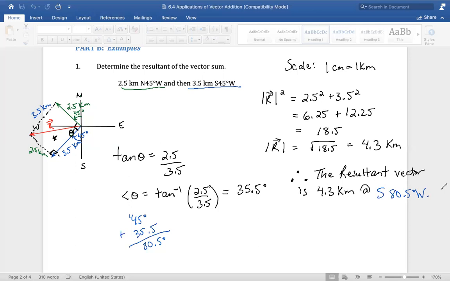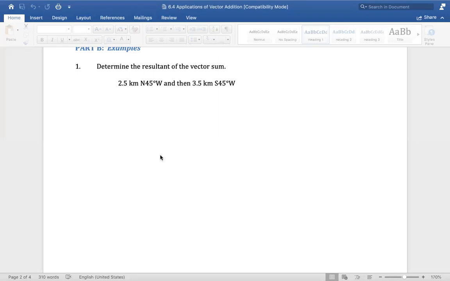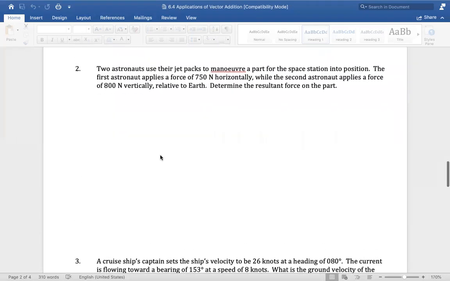Okay, so let's move on to a second example. Two astronauts use their jetpacks to maneuver apart from the space station into position. So the first astronaut is applying a force of 750 newtons horizontally, and then a second astronaut is applying a force of 800 newtons vertically, relative to Earth, we're talking about. Determine the resultant force on the part that they're maneuvering.